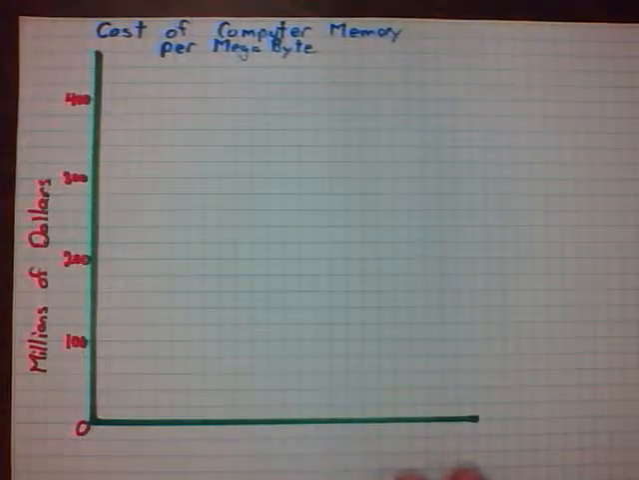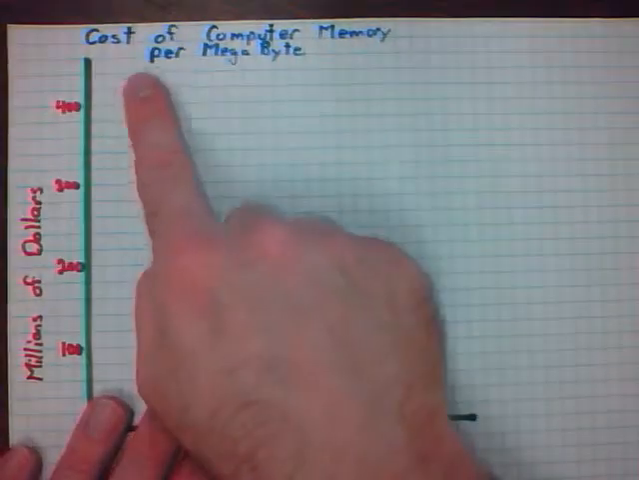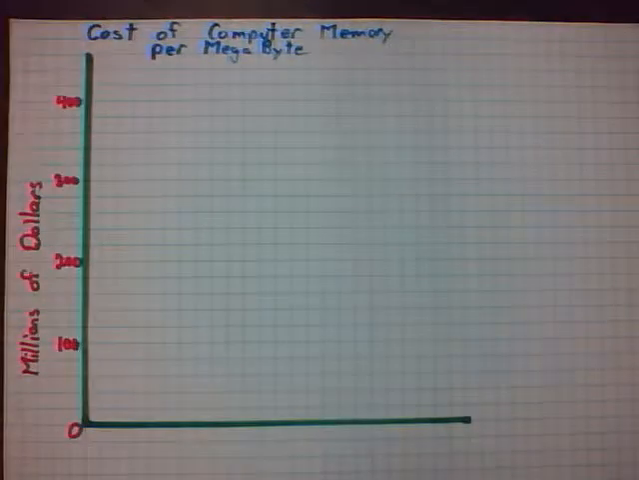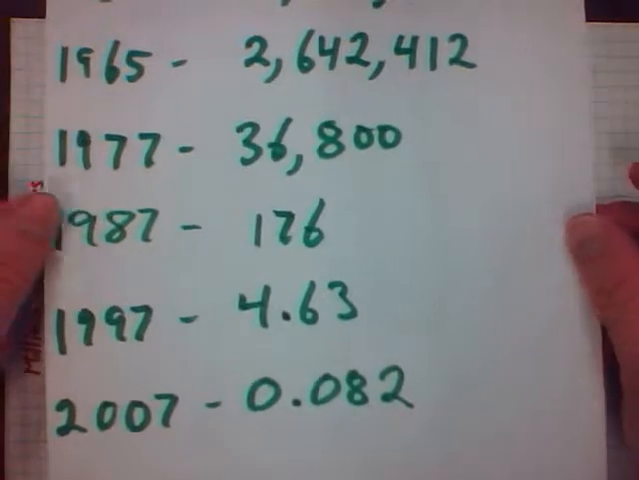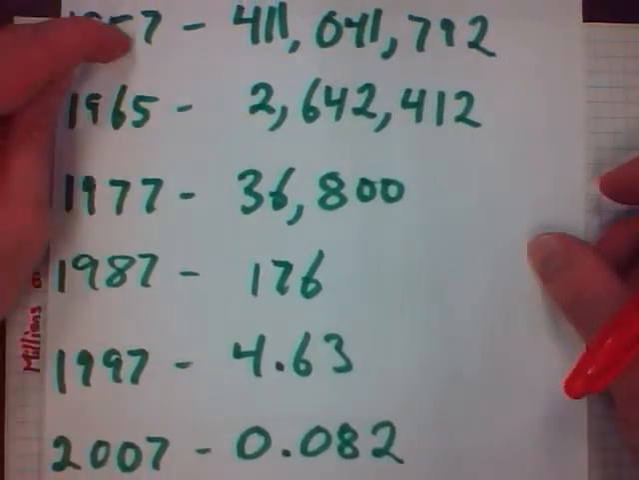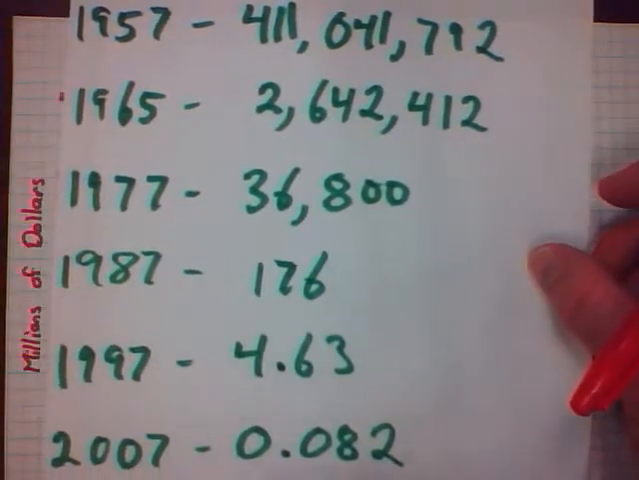So I've chosen to demonstrate the change in the cost of computer memory per megabyte from 1957 to today. Now there's some problems with this set of data, and here's the data I'm using. I've found elsewhere, and I'm going to use 10-year intervals, which is not a good choice, as you'll see in a little while.